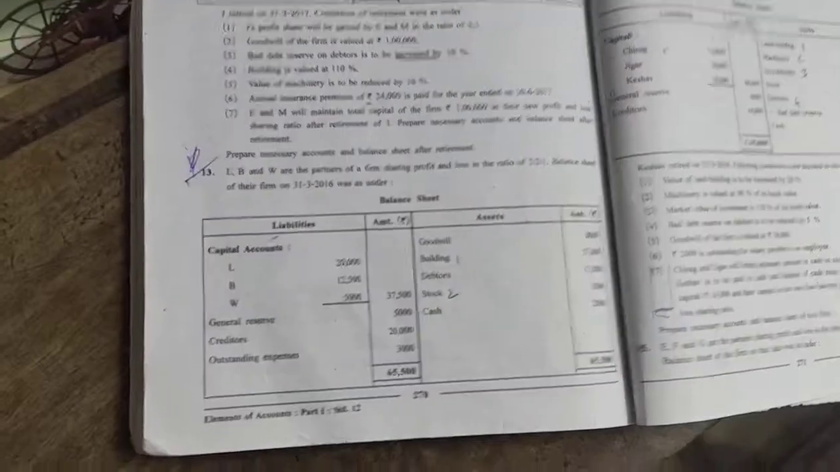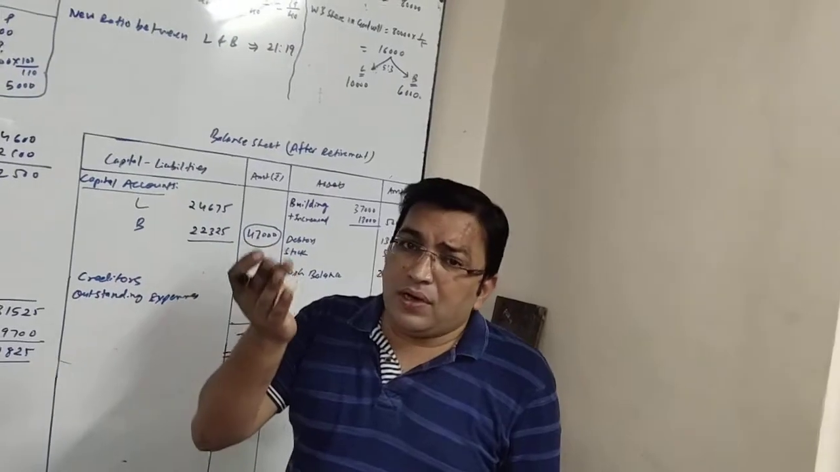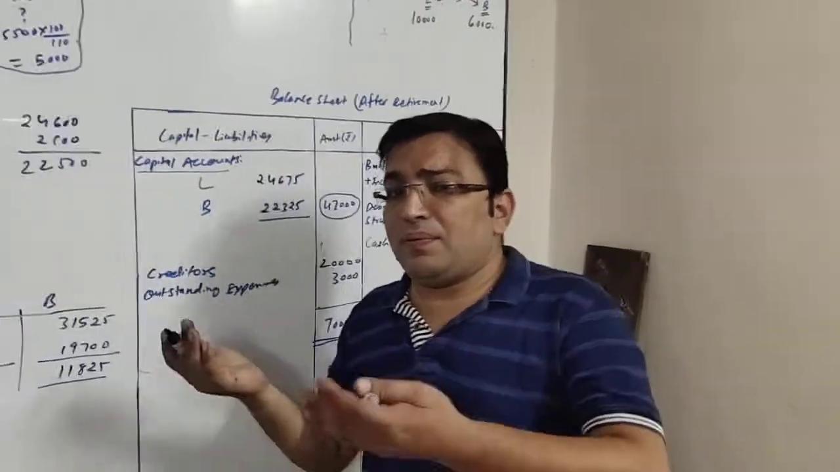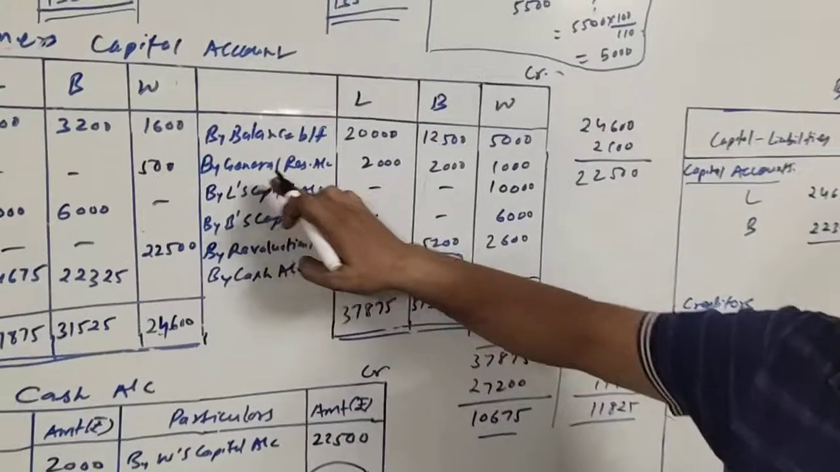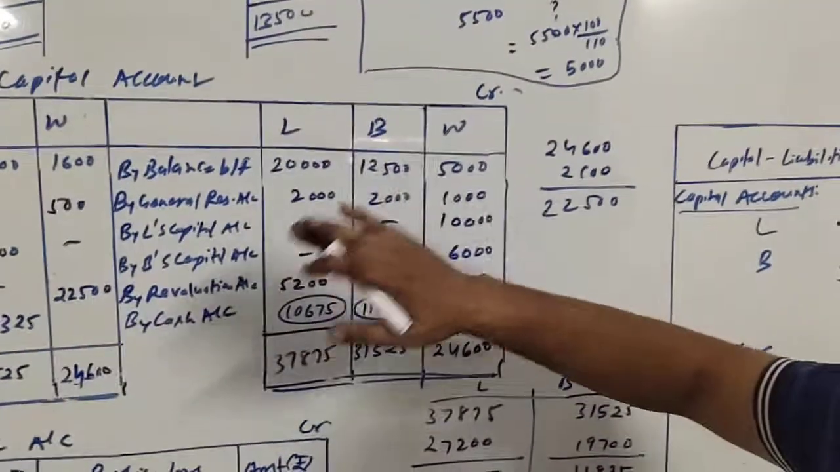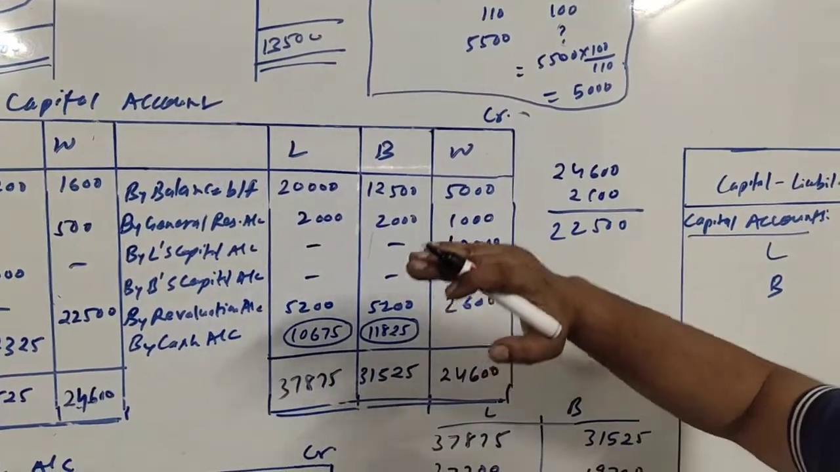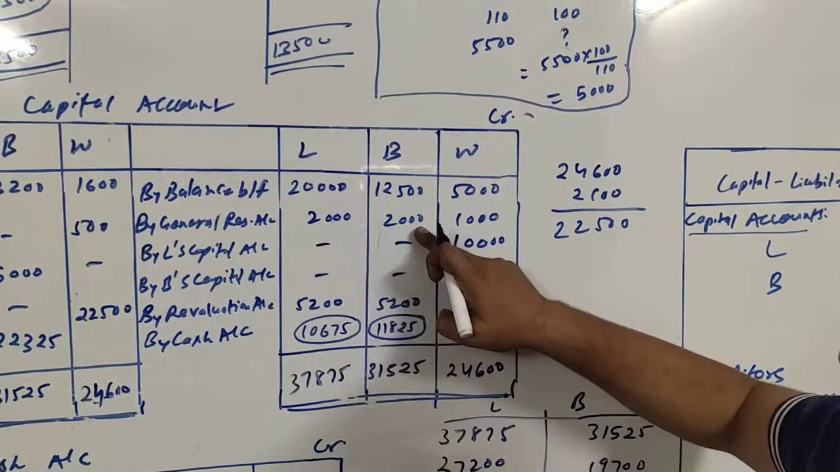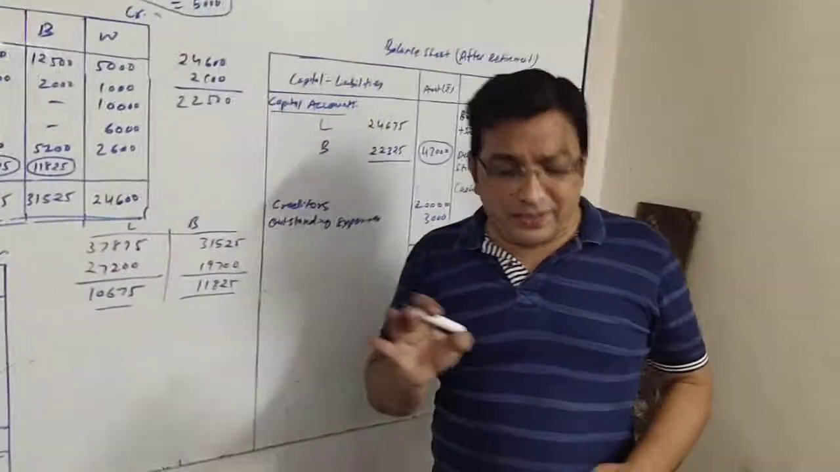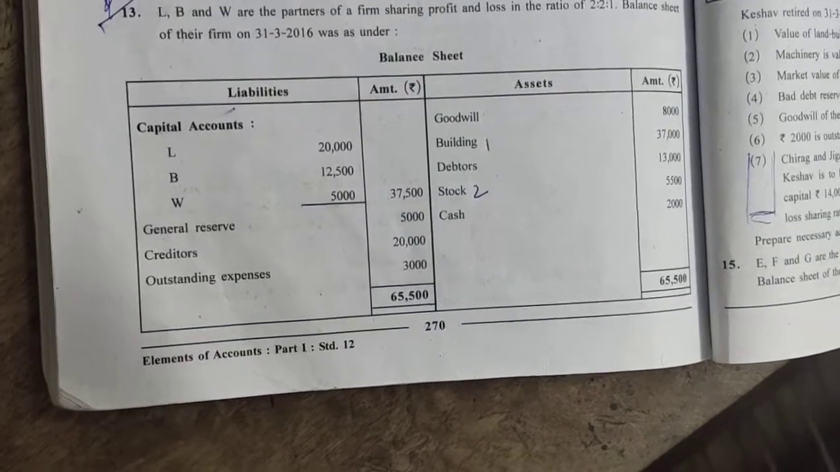Next item is general reserve. We know general reserve is a reserve, it is credited to partners' capital account, so we will be distributing it among the partners. The old ratio is 2:2:1, total amount is 5,000. When 5,000 is distributed in the proportion of 2:2:1, we get 2,000, 2,000 and 1,000 respectively, so we have recorded here. Okay, next item. Creditors are given 20,000 and outstanding expenses are given 3,000.